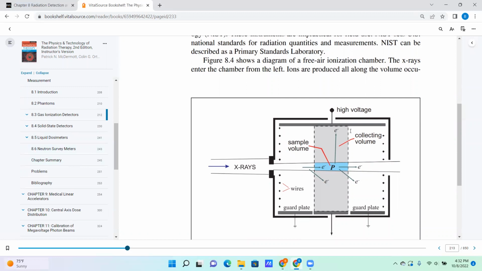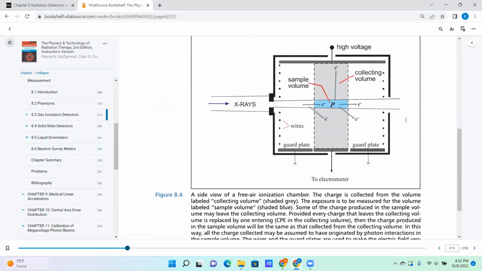So we've got a diagram down here of a free air ionization chamber. The X-rays enter the chamber from the left. Ions are produced all along the volume. So you've got the X-rays coming in here, and then you've got electrons being produced. They're coming in and they're also exiting. So the charge is collected from the volume labeled collecting volume, this volume right in here. The exposure is to be measured for the volume labeled sample volume.